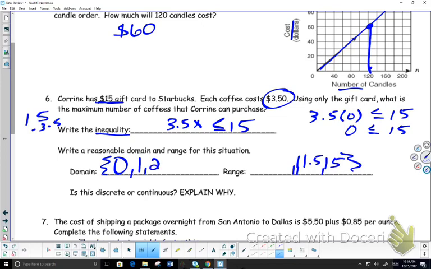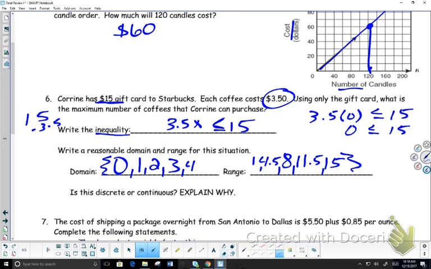Well, she could buy 2 cups of coffee. If she buys 2 cups of coffee, she'll be at $8. She could buy 3 cups of coffee. If she buys 3 cups of coffee, then she's going to be at $4.50. She could buy 4 cups of coffee. And if she buys 4 cups of coffee, then she's going to be down to $1.